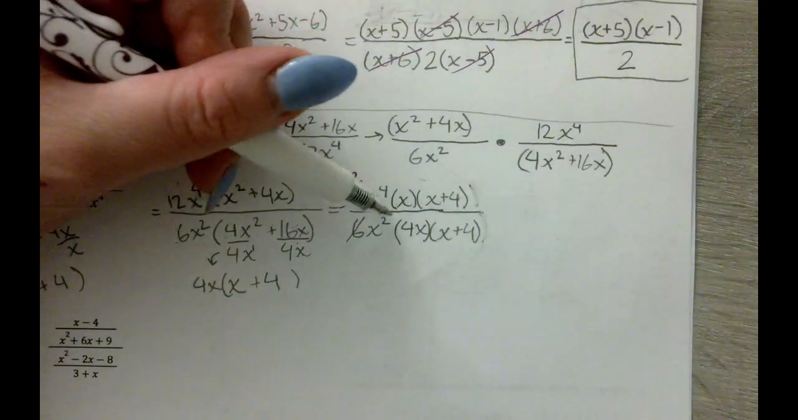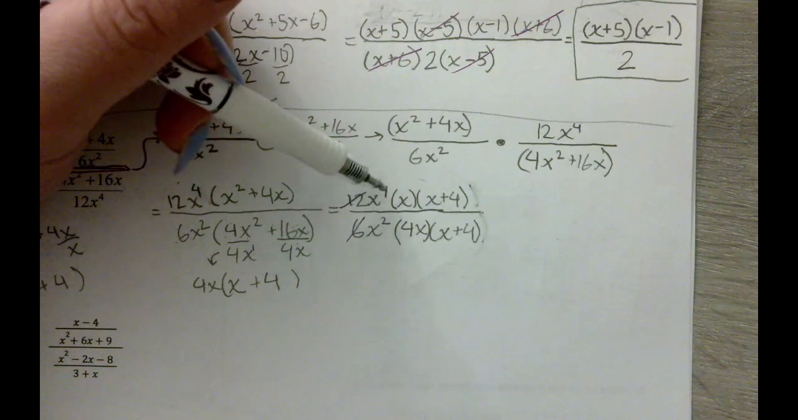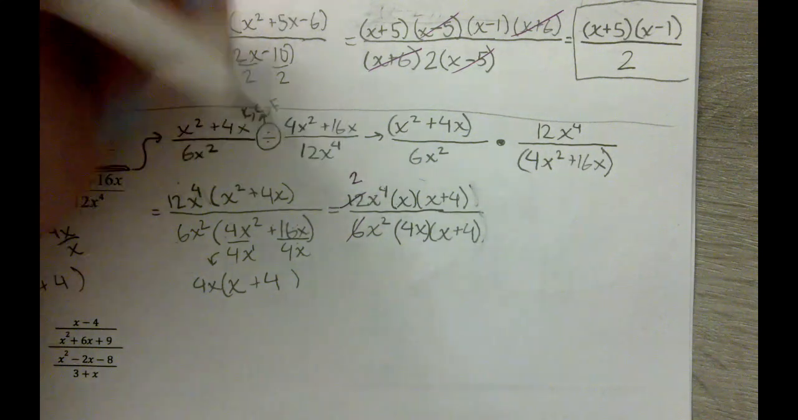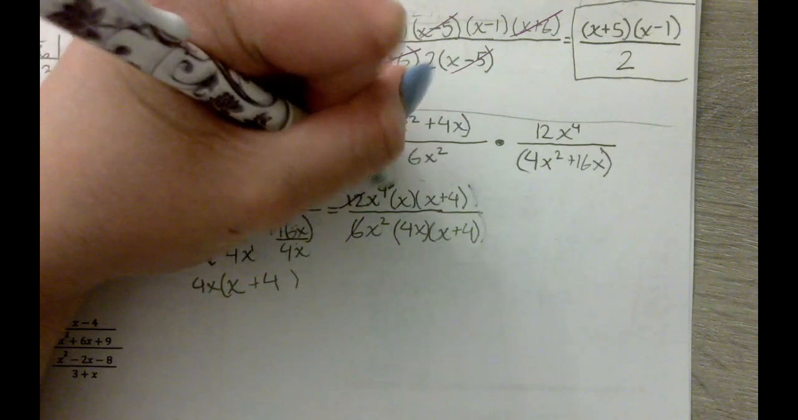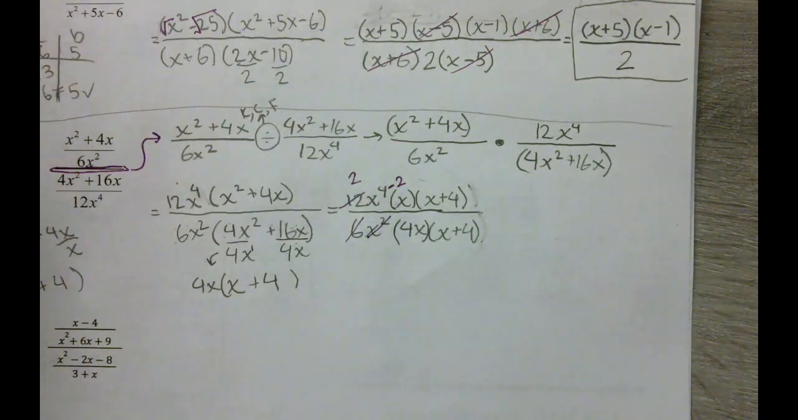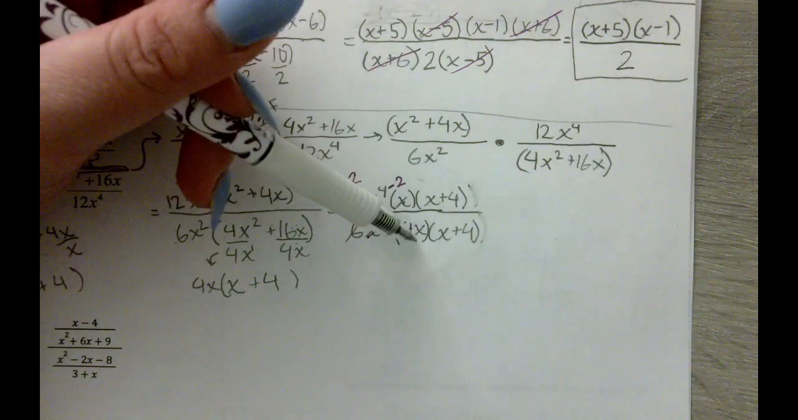x to the 4th over x squared. So remember, when we're dividing, we actually subtract exponents. I'll subtract on the top since that's where the bigger one is. So 4 minus 2 up here. Cancel out the x squared now. Then I've got x over 4x.